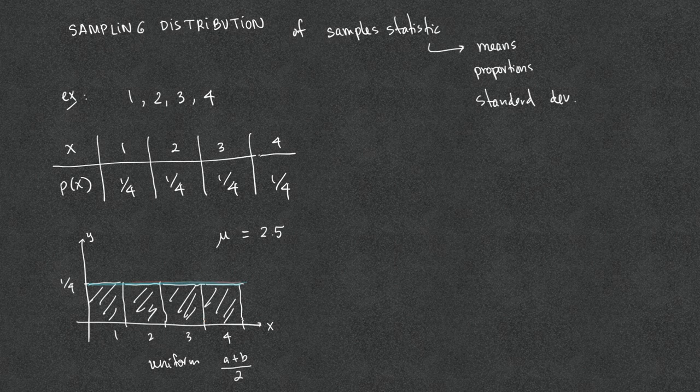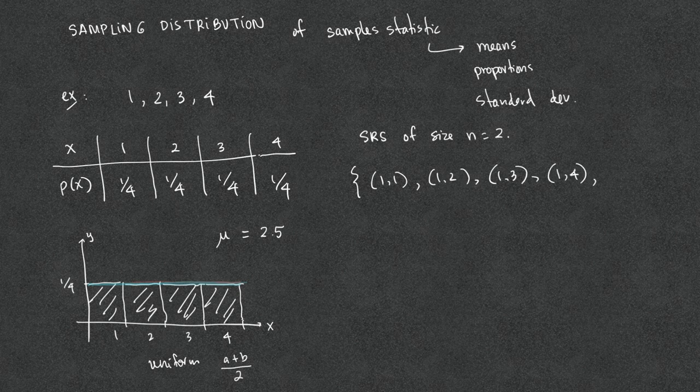Suppose now we are interested in the sampling distribution of the mean of a simple random sample of size 2. What that means is that each sample has size 2, and we're going to construct as many samples as possible. There are 16 samples of size 2. We can list them all. For instance, 1,1; 1,2; 1,3; 1,4.